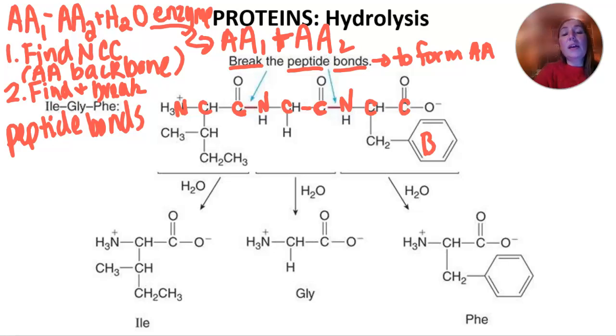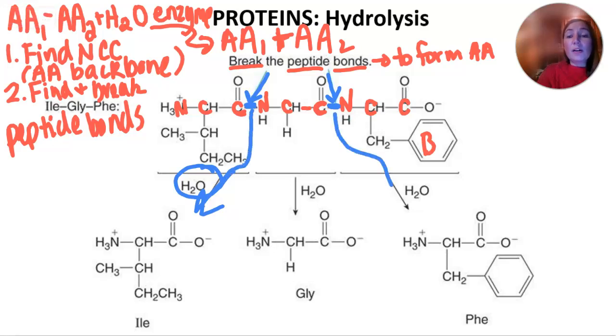So we've really found NCC, NCC, NCC. That's our job here. Now, where the C of one amino acid is bonded to the N of the next, that is your peptide bond that we want to break. So we are going to need to add a water across each of those peptide bonds. So we need to add a water across the first peptide bond, this one that we're trying to break. We're going to need to add a water across the second peptide bond.